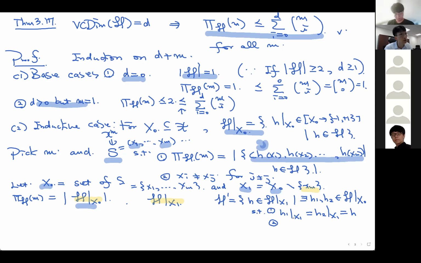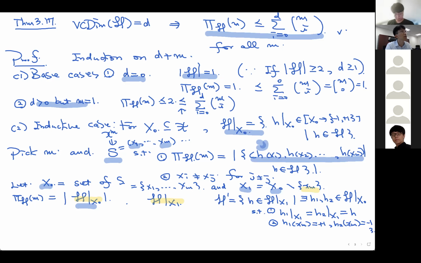The second property is that now, if you look at the behavior of the two hypotheses on this removed element xm, they are different. In one case, it's +1. In the other case, it's -1.